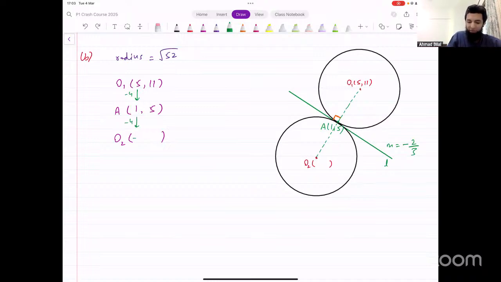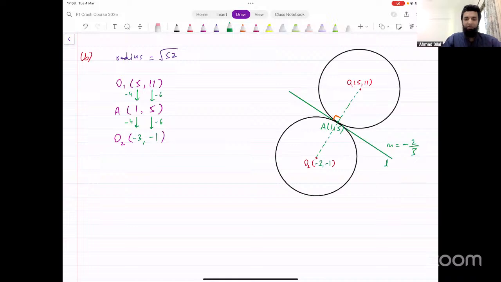1 minus 4, that's -3. How do you go from 11 to 5? You have to subtract 6. You subtract 6 more, and that gives you 5 minus 6, which is -1. These are the coordinates for the other circle's center now. Yes, Amna, that's correct. That's exactly what we're doing here. -3, that's the x coordinate, and then -1 is the y coordinate.